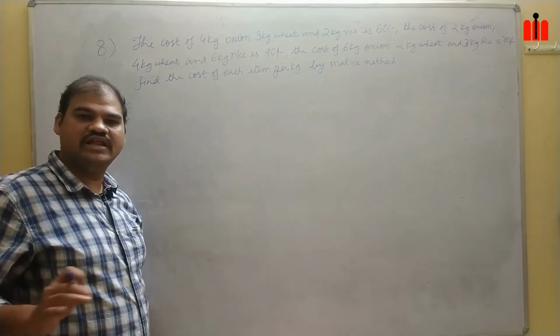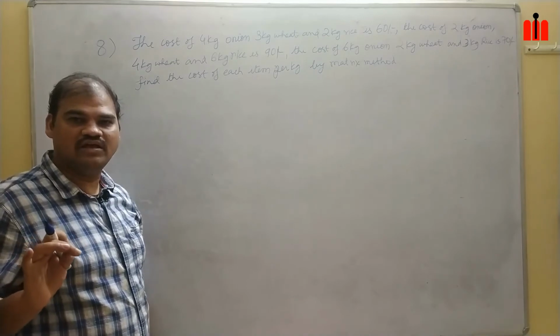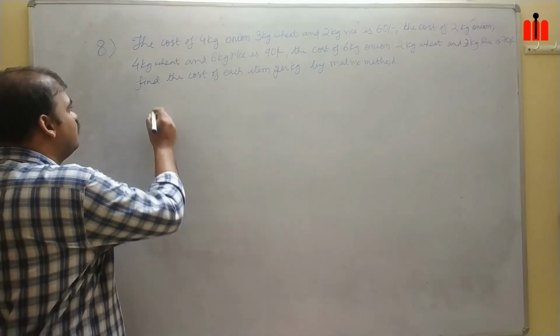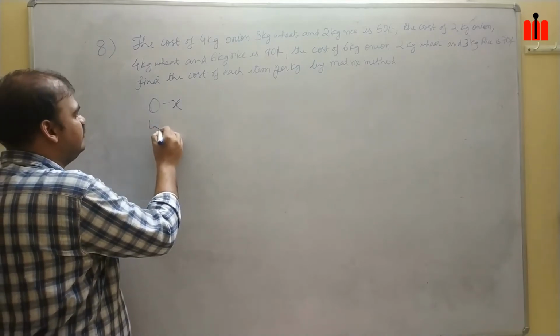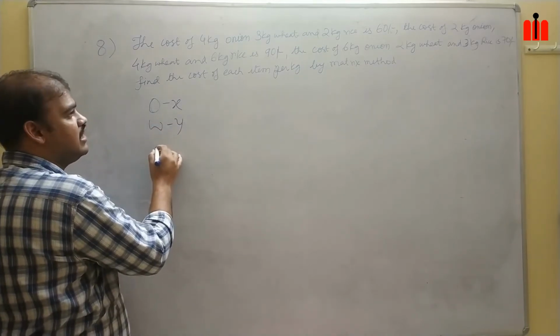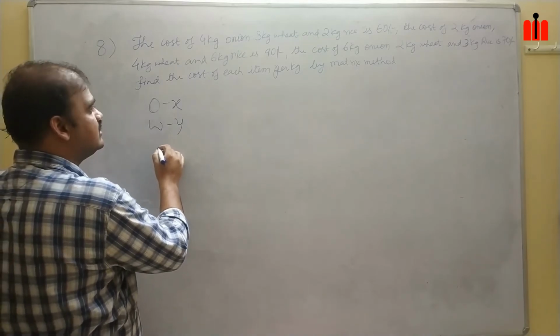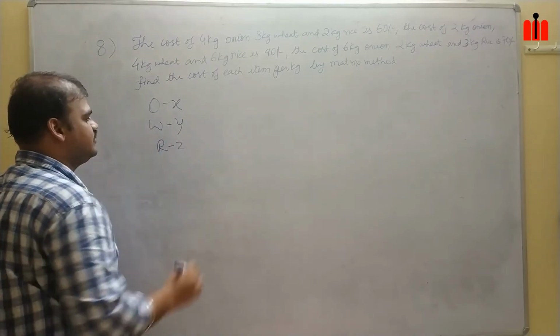So this is also a linear equation. First we have to form the linear equations. For onion, I will take the price as X. Wheat, I will take it as Y. And rice, I will take it as Z.